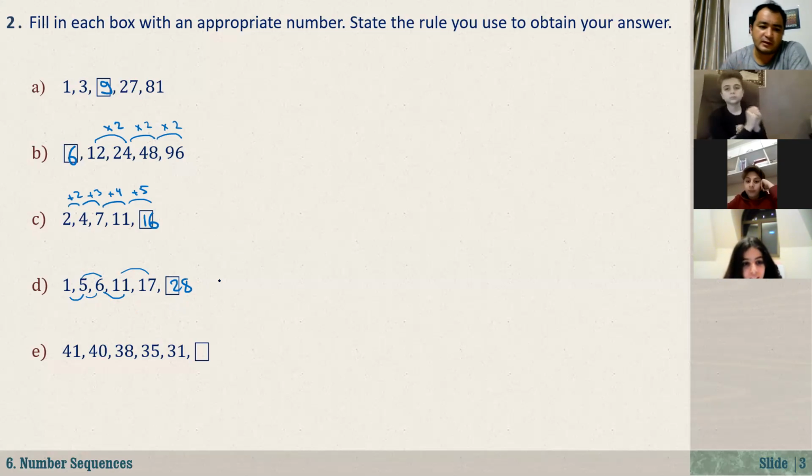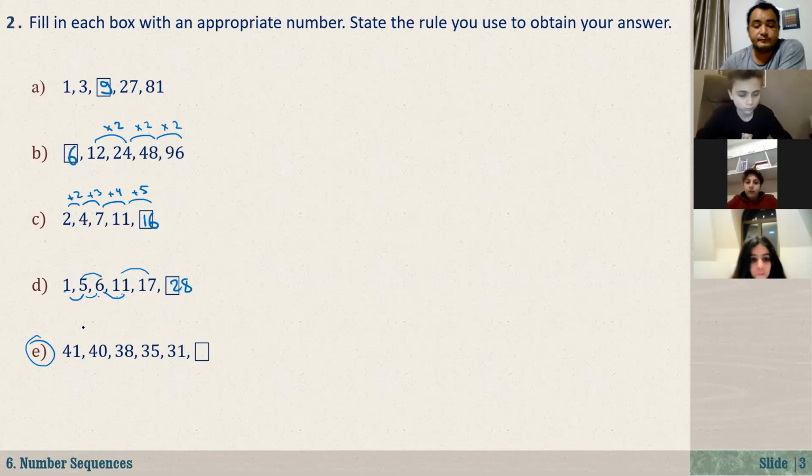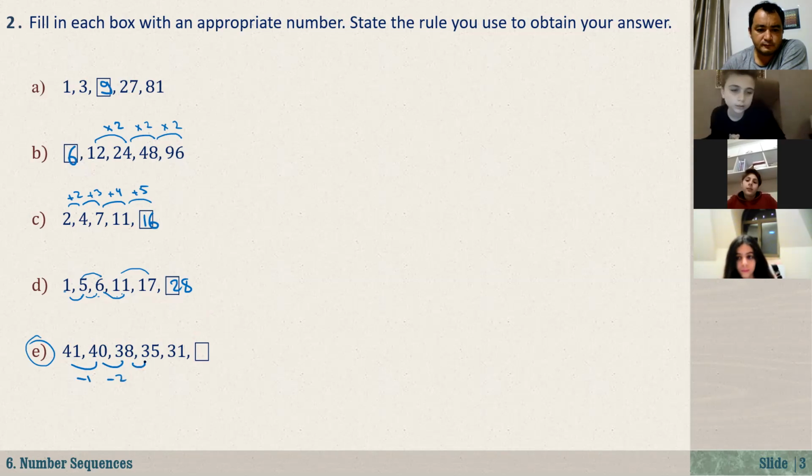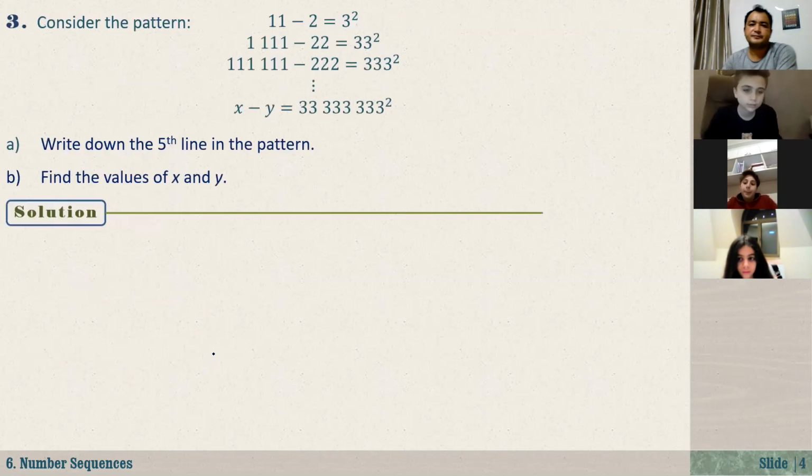It's like, for example, 1 plus 5, 6. 5 plus 6, 11. 6 plus 11, 17. Ibrahim, how about the last question? So 41 minus 1, 40 minus 2, then minus 3, then minus 4, then minus 5 equals 26. Good.